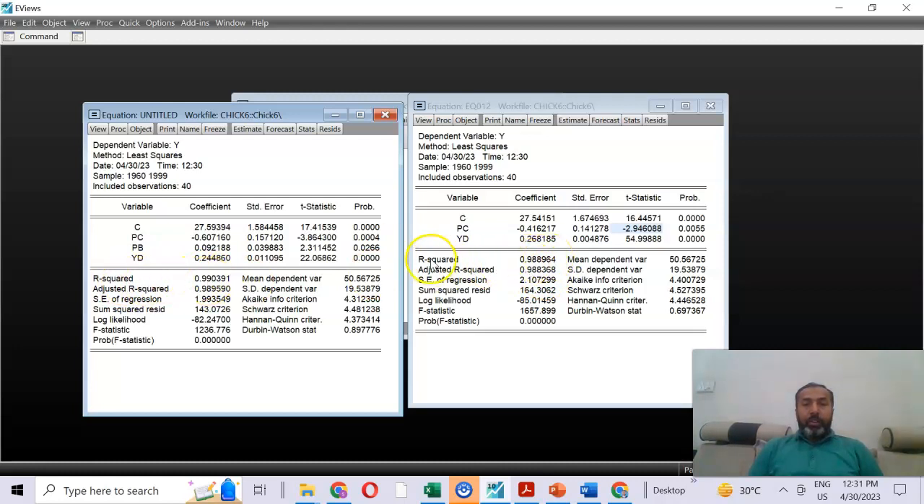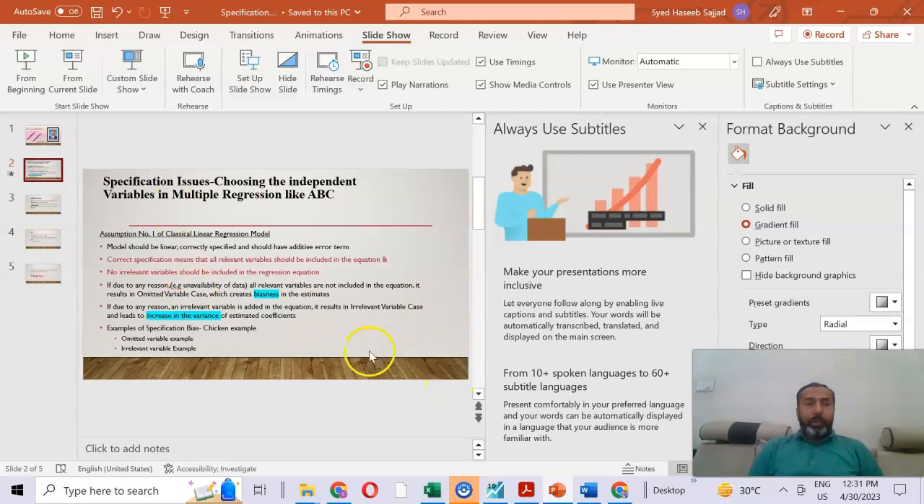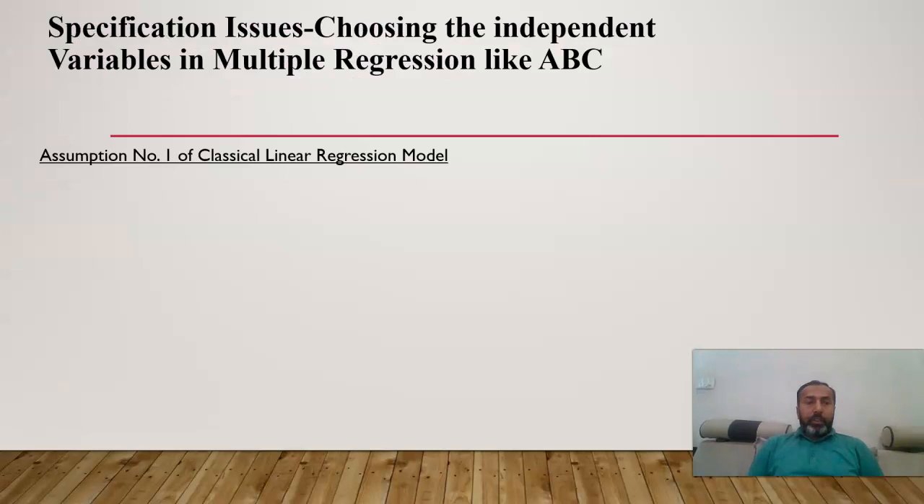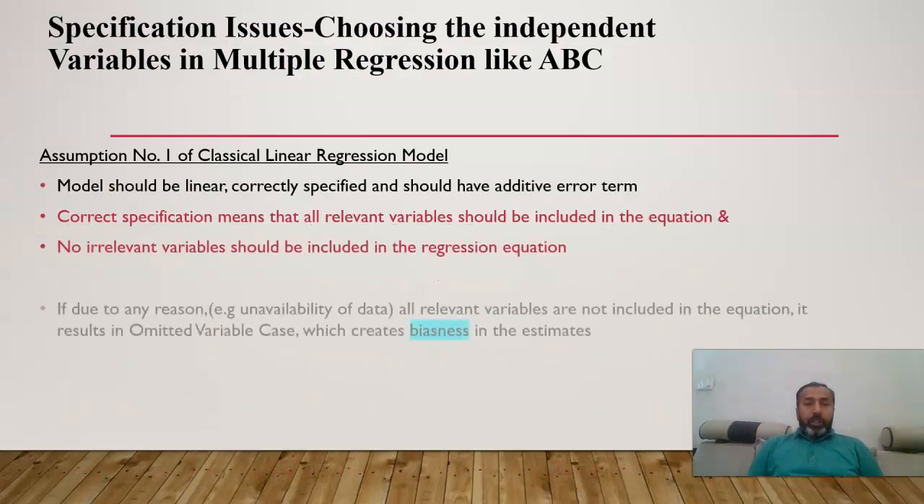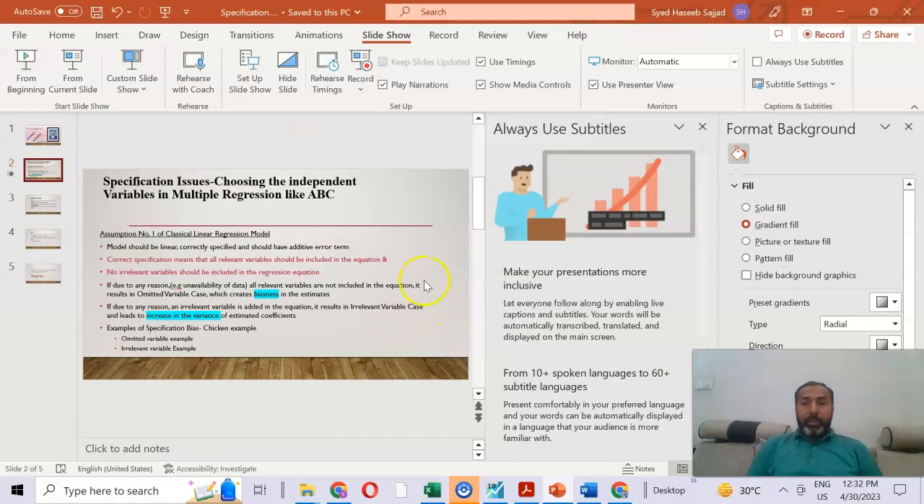It means that when we drop a relevant variable from the equation, it decreased the R square of the new equation. As we discussed here, the main consequence of the omitted variable is that it creates biasness. So this is the main issue, that it creates biasness in the estimates of the included equation. Now I'll discuss how this biasness is created, what is its formula, and how can we calculate it with the help of the regression.